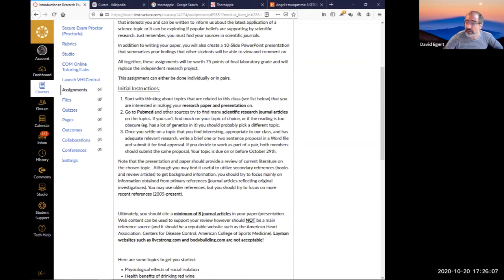So this first part here is think about topics, go into PubMed and see if there is actually enough research out there that you could write a reasonable paper about it, supported by scientific literature. And then once you settle in on it, make sure it's appropriate to our class. This is a physiology class, so it should be relevant to human physiology. And once you have something interesting to you, appropriate to our class, and with adequate relevant research so you can support your paper with scientific journal articles, write a brief one or two sentence proposal.